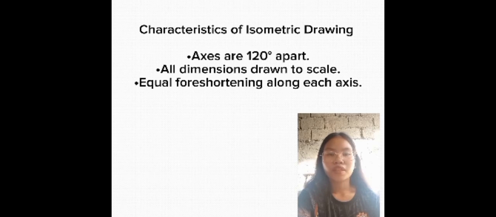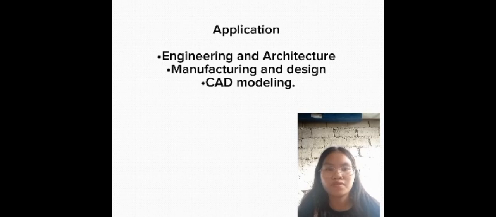Next, we have the characteristics of isometric drawing. Axes are 120 degrees apart, all dimensions drawn to scale, equal foreshortening along each axis. Include an example diagram of the characteristics of isometric drawing. The three axes X, Y, and Z are 120 degrees apart. The measurements are to scale. No perspective distortion, parallel lines stay parallel. Example, if you draw a cube, all edges have equal lengths and appear at 30-degree angles from the horizontal.